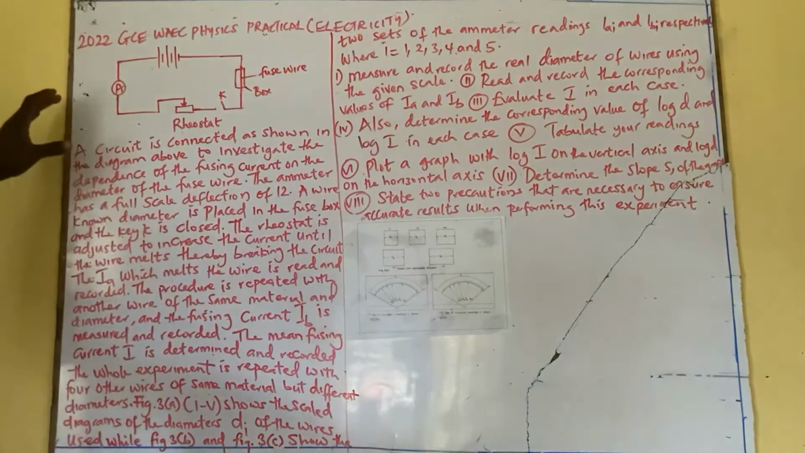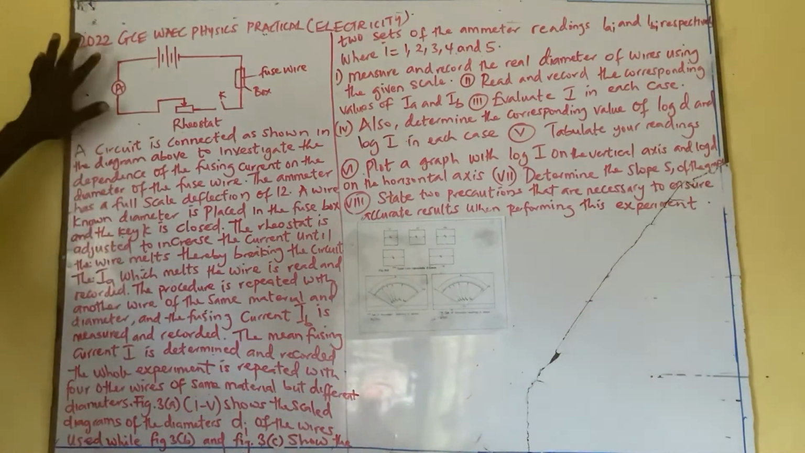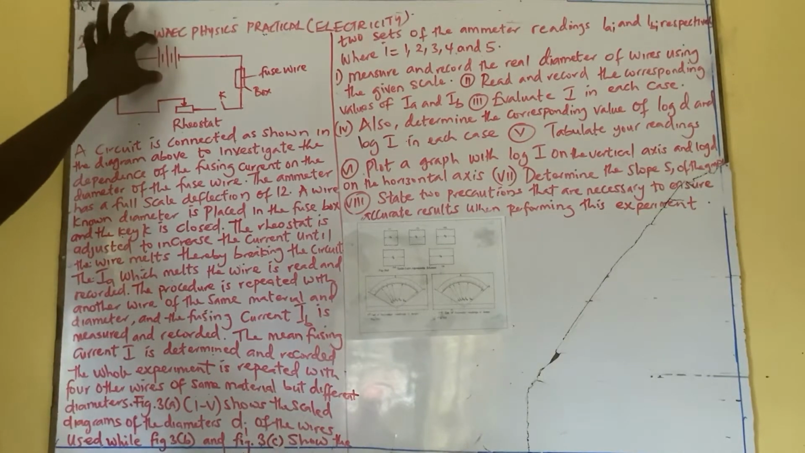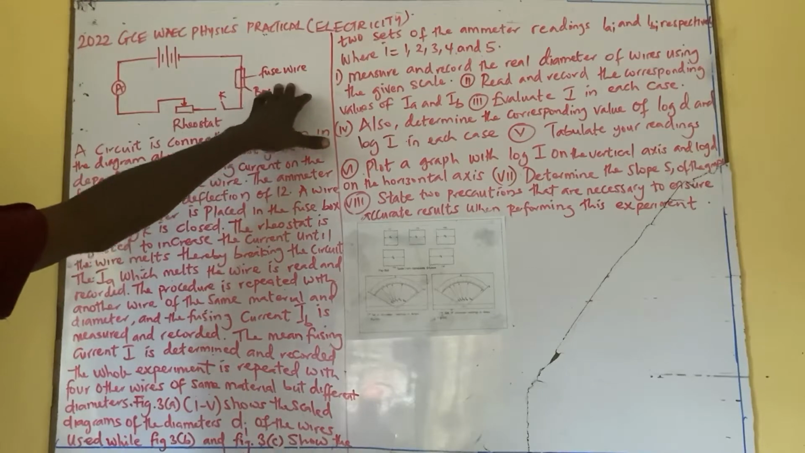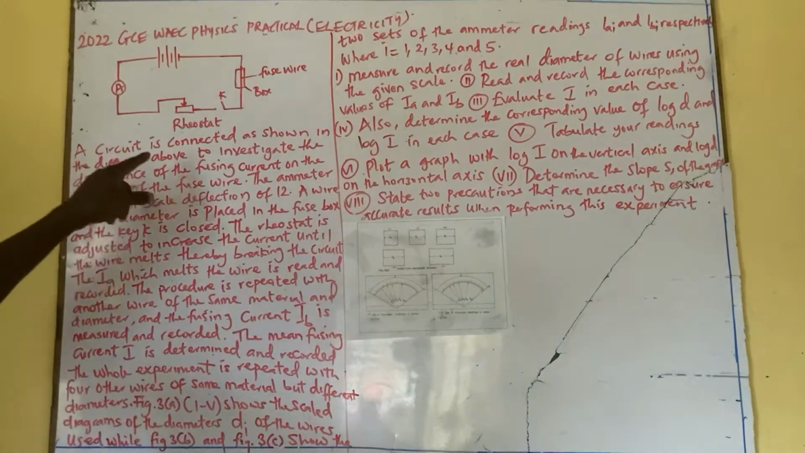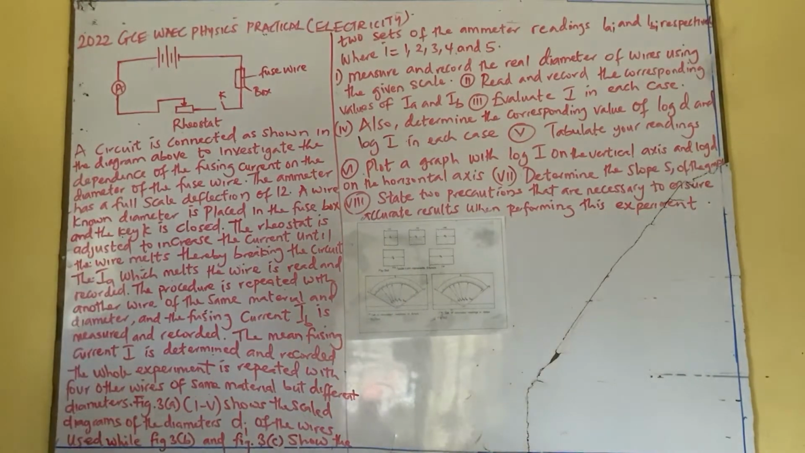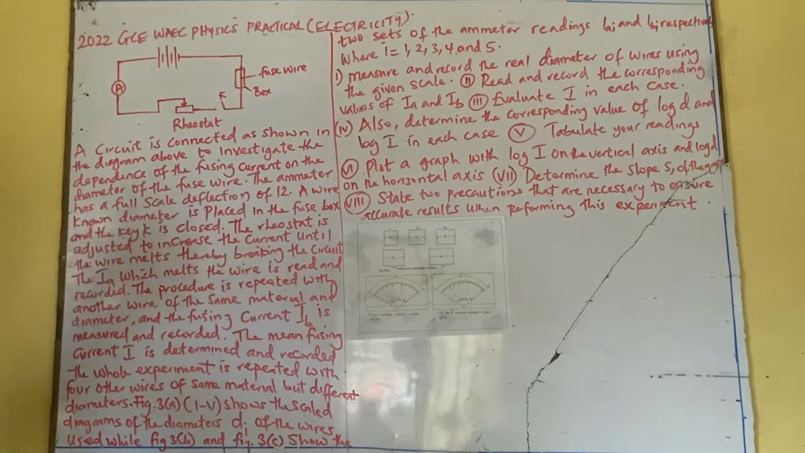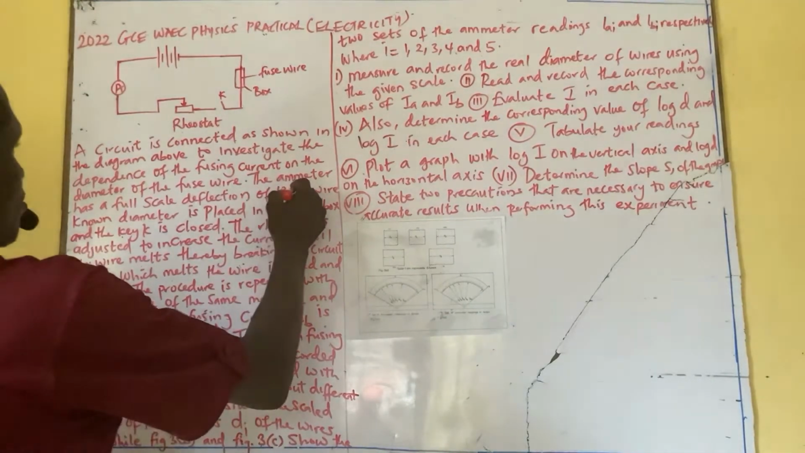Now here is the question under the branch of electricity. We are given a circuit diagram. It has an ammeter, batteries, the fuse wire box and the lights. A circuit is connected as shown in the diagram above to investigate the dependency of fusing current on the diameter of a fuse wire. The ammeter has a full scale deflection of 12 milliampere.